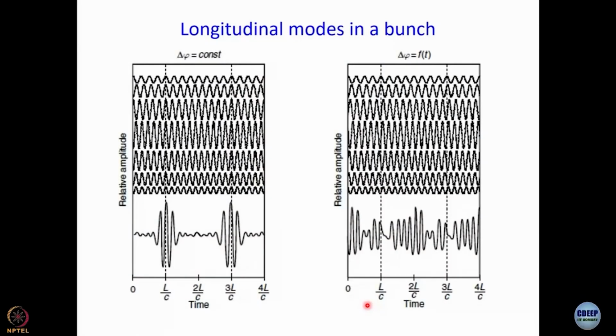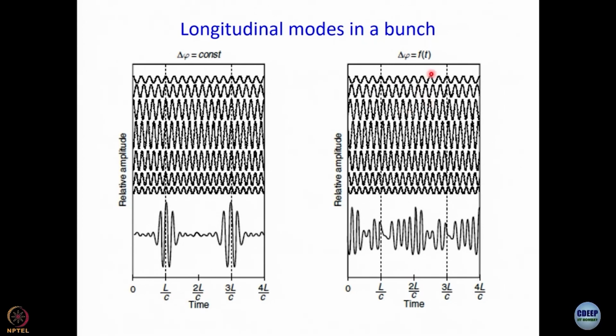Now, let us come back to our discussion where we had stopped in the last module. We said when we take longitudinal modes in a bunch, what do you expect to get? And we have talked about two situations, one in which delta phi is constant. What is delta phi? Phase difference between two successive longitudinal modes. Constant means it is independent of time. And second one where delta phi is a function of time. So, let us take the second one first.